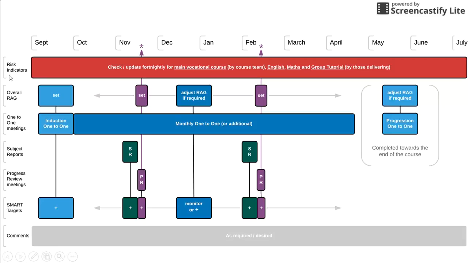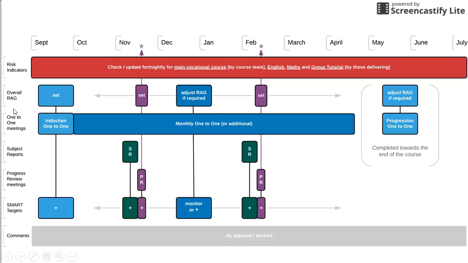Already, colleagues are using the risk indicators. So the idea with these is that in your course team meetings, you update the risk indicators where necessary and check them within each meeting. That is also going to be happening from January. The English and Maths and group tutorial, those people delivering those elements will also be expected to set the risk indicators.